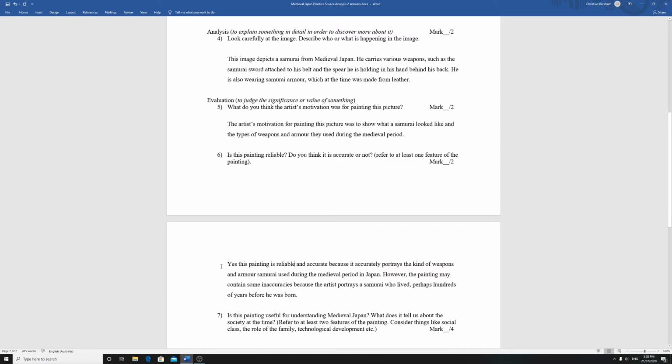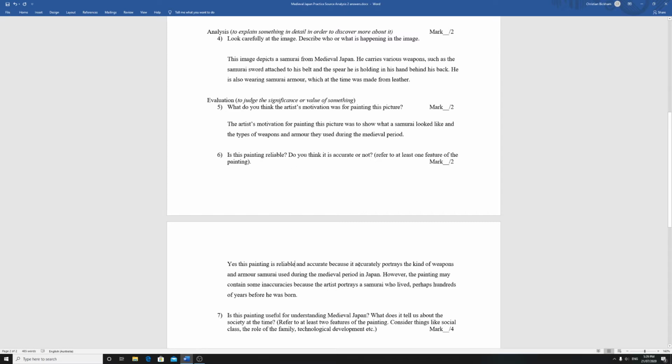And here is my answer here. Yes, this painting is reliable and accurate because it accurately portrays the kind of weapons and armour samurai used during the medieval period in Japan. However, the painting may contain some inaccuracies because the artist portrays a samurai who lived perhaps hundreds of years before he was born. Okay? So I'm sort of sitting on the fence there.